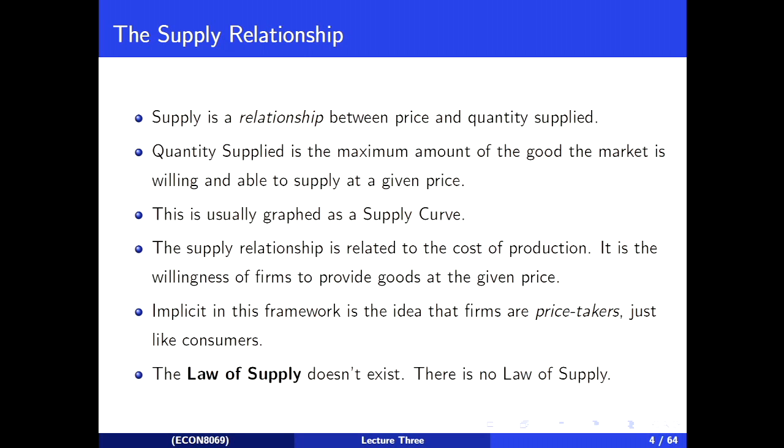By contrast to the law of demand, which is downward sloping, the law of supply isn't a thing, right? There is no such thing as a law of supply. Typically, supply will be upward sloping in most of our examples and in most of our work, but that's not required in any sense, right? Occasionally, supply might be downward sloping. This can happen in the real world, certainly.